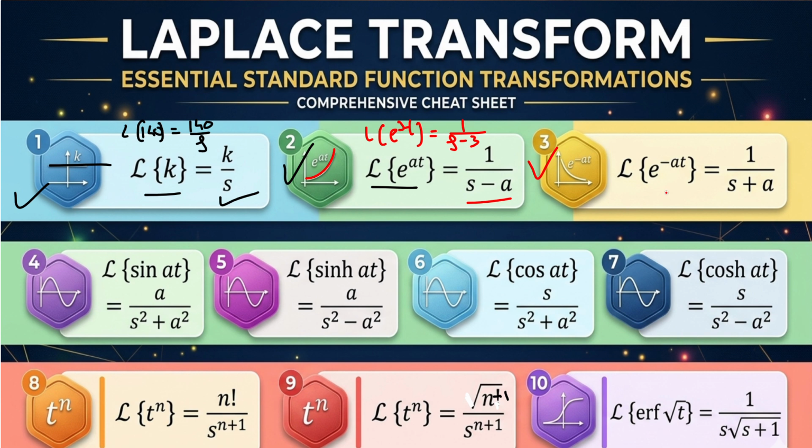formula number 3. You can see here, if positive sign is here, e raised to at, that time we consider 1 over s minus a. But if e raised to minus at is here, that time you have to consider plus term, means 1 upon s plus a. Opposite sign you have to consider.